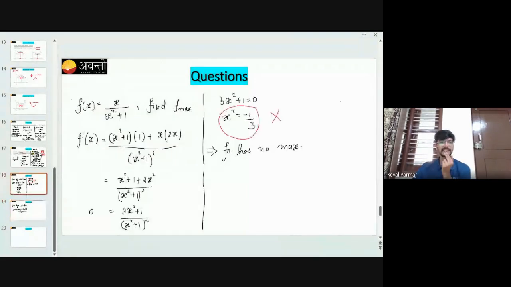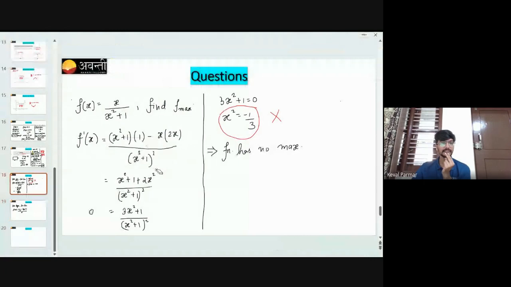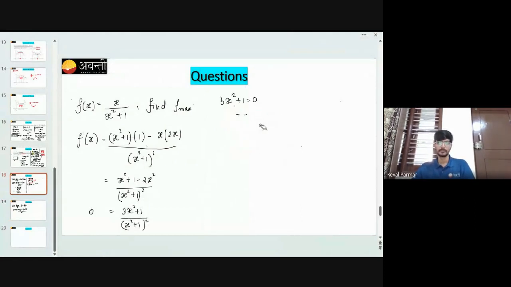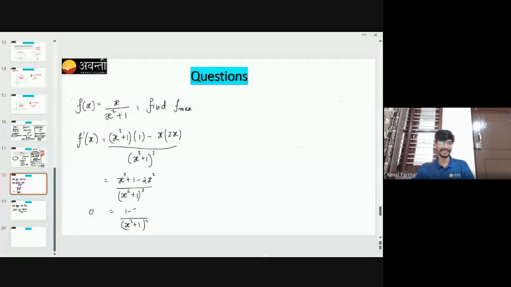I guess here we made a mistake, right? Yes, here it should be minus. Guys, we made a mistake here. It should be minus. Okay, let's complete this question first. It is the u upon v rule, na? You also didn't point it out. So now it will be x square minus 2x square. So 1 minus x square equals 0. That means x equals 1 or minus 1.